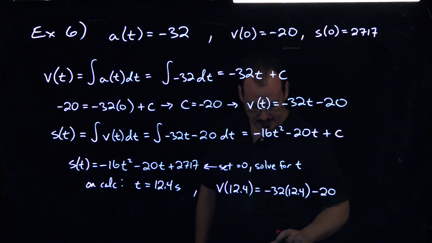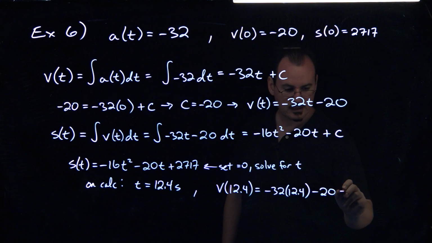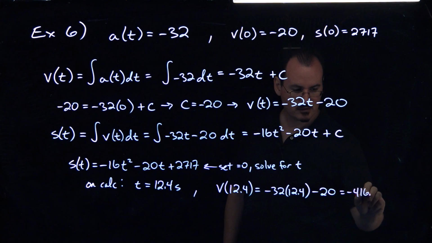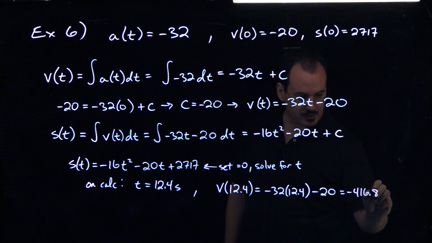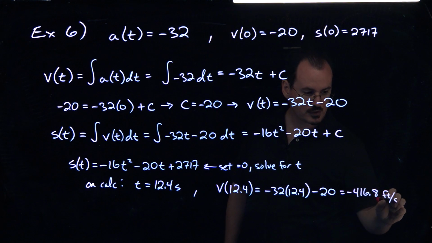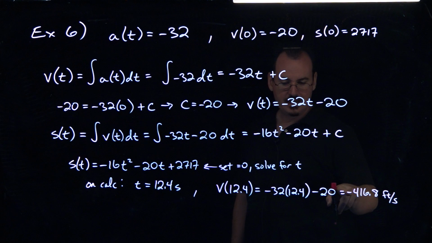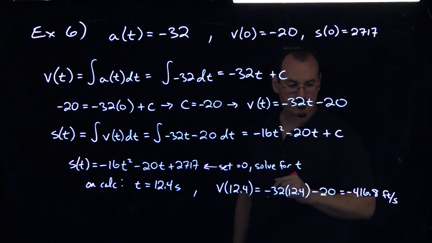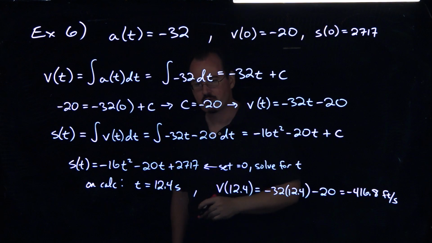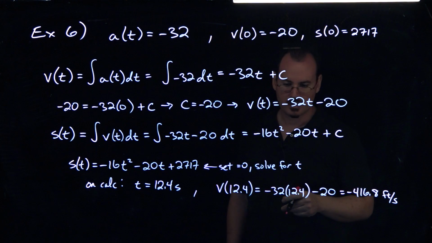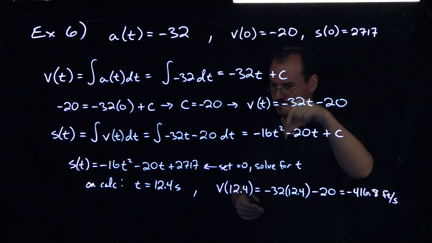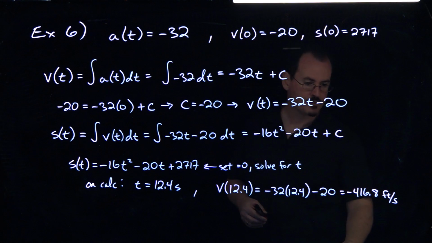So if I put this in, 12.4 and minus 20, I get minus 416.8, and the units on that would be feet per second. And again, it's okay to have a negative velocity. All that indicates is that we're going in the downward direction, which would of course make sense. If you throw something downward from the top of a building, it's definitely going to be having a negative velocity if you consider downward to be the negative direction.